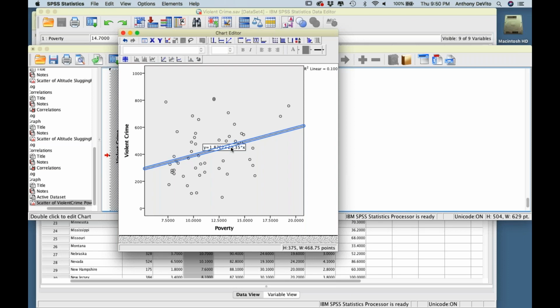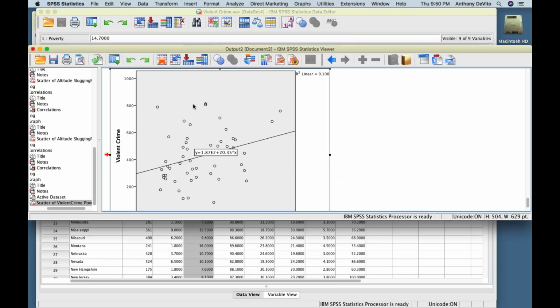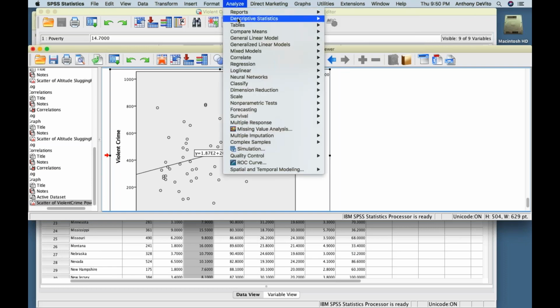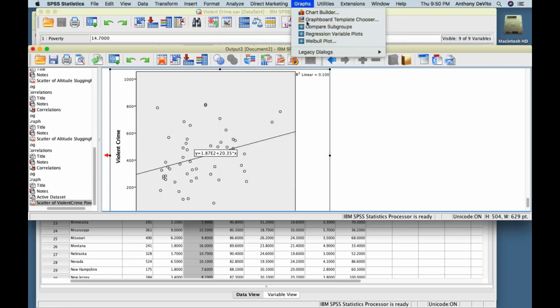Well, I wonder why that is. Why it's not a better association. Let's try another one. Let's try the murder rate and the rate of poverty. Oops, graphs.